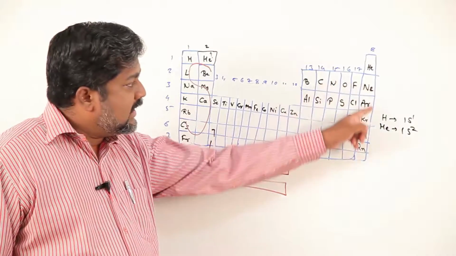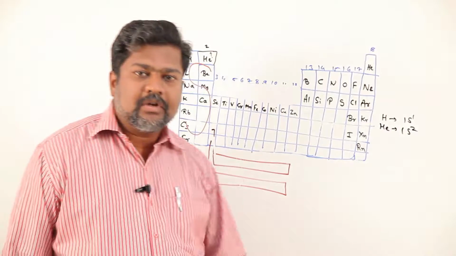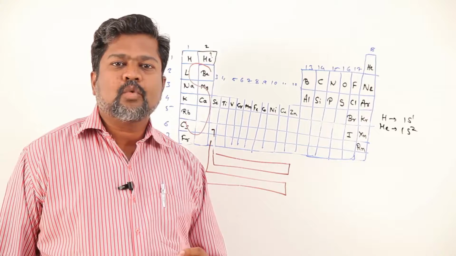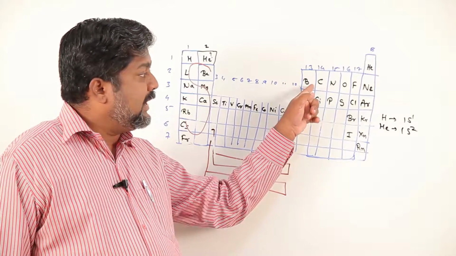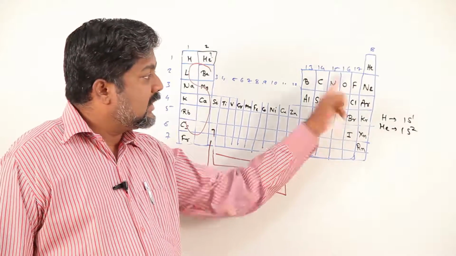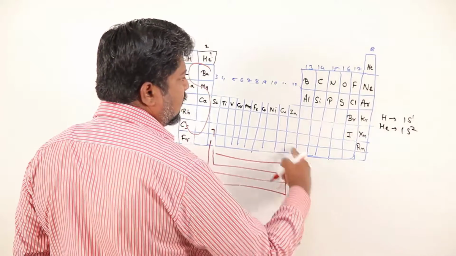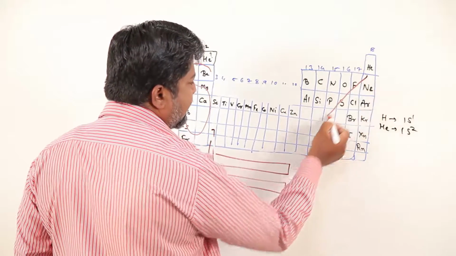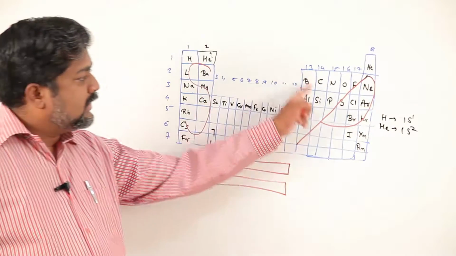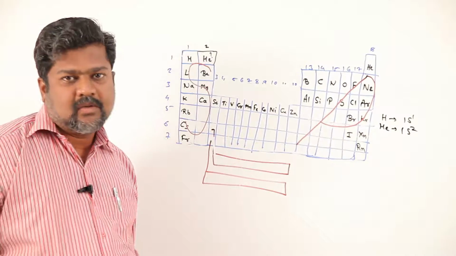Now check any element here except helium. Check here, boron, atomic number 5: 1s2, 2s2, 2px1, 2py0, 2pz0. Which shell is under construction? P. Fluorine: 2px2, 2py2, 2pz1. Which shell is under construction? P. So like that, check any element in this particular block, you will find the P shell is under construction. And so this block is called the P block element. So this is the S block element, this is the group of the P block.